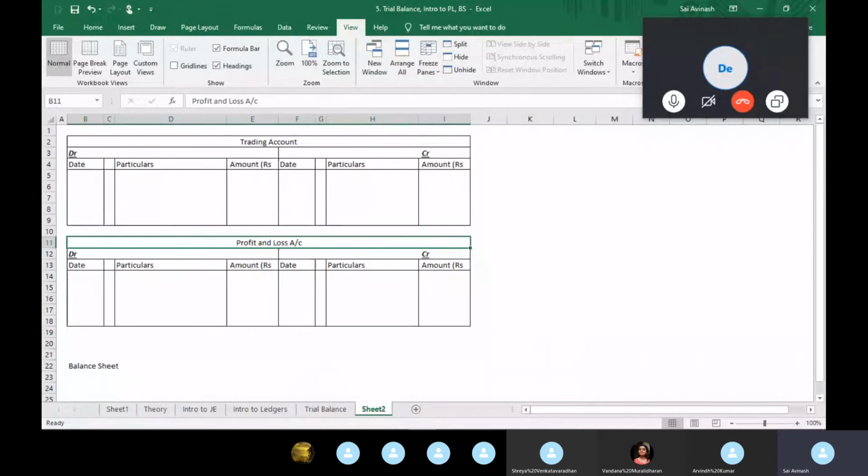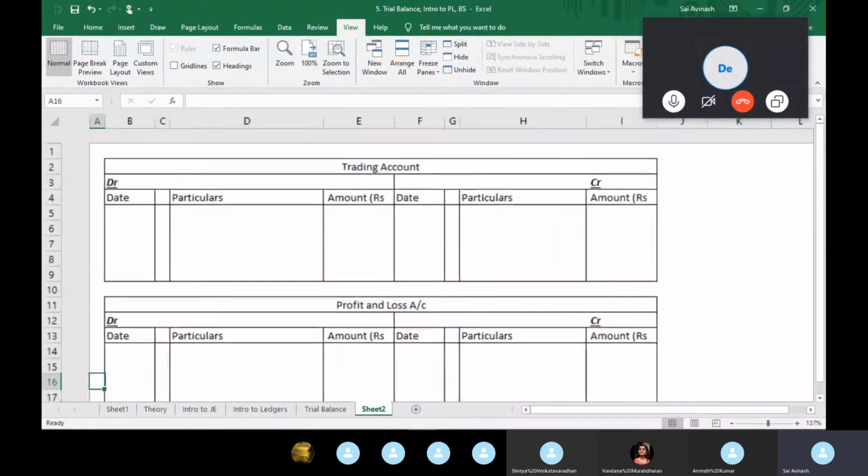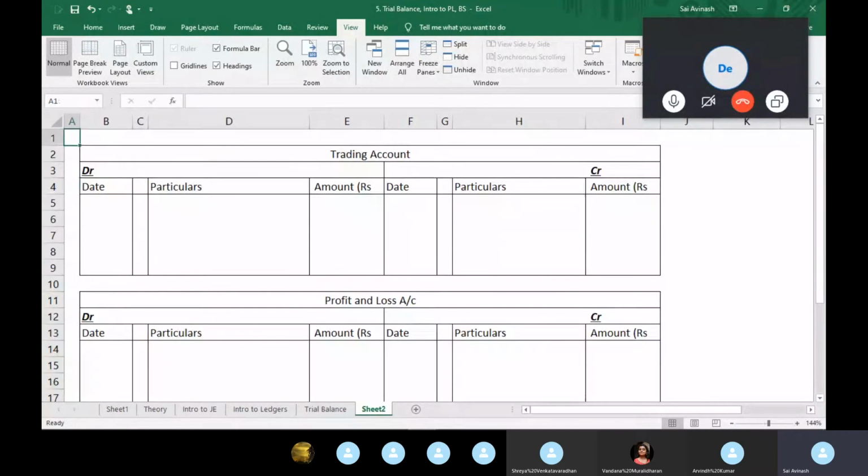Now we are going to go ahead and prepare our trading account, profit and loss account, and balance sheet. So guys, first I will give you the format. It will be really helpful if you could note it down simultaneously. Or anyways, I'm going to post this in the Google Classroom. You can always go back later and copy it and go through it.